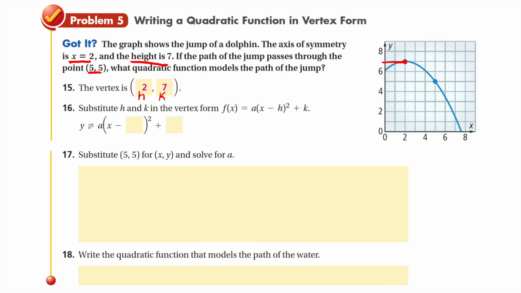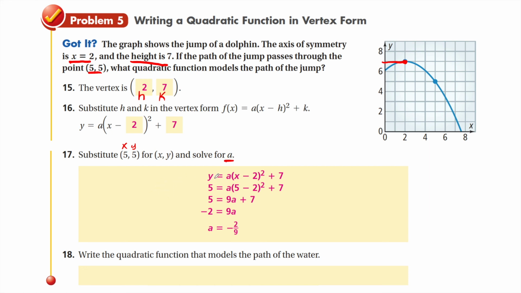So we have y equals a times the quantity x minus h, which becomes 2, squared, plus our k, which becomes 7. If we plug in all of that, we can then start substituting in our 5, 5 for the x and y. And the reason why is because 5 represents the x as well as the y in this ordered pair. So if we plug them in, everything should be able to simplify down, and then we can eventually solve for the a value, which is that last little bit that we need.